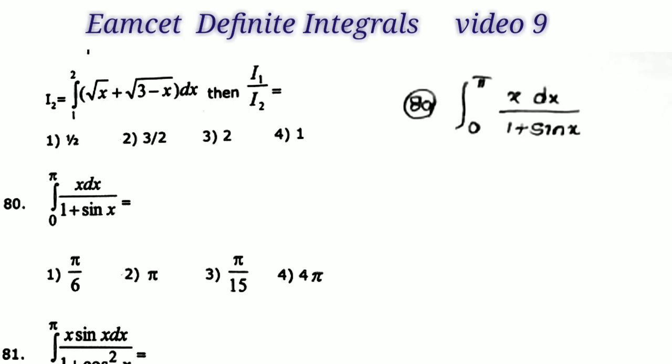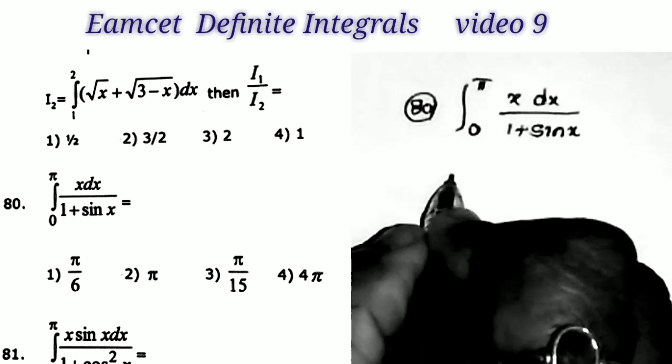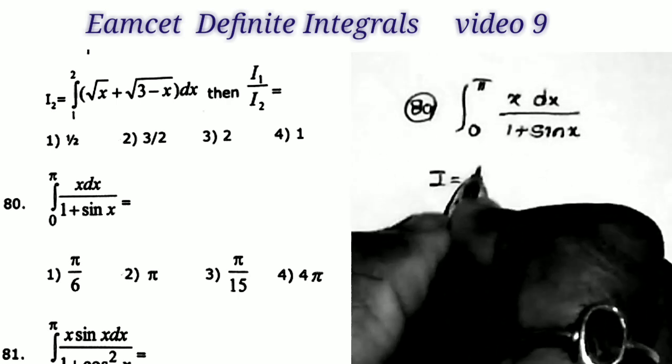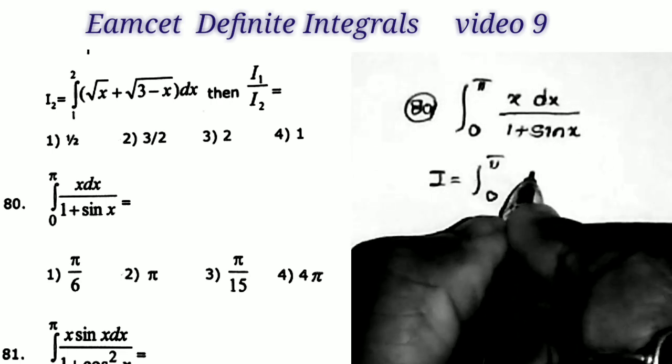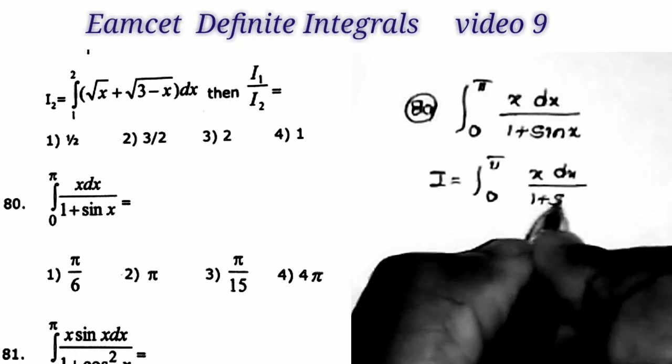So this is sum number 80. The question is integral 0 to pi x dx by 1 plus sin x. First I take that the question is equal to I. Most important question. I is equal to integral 0 to pi x dx by 1 plus sin x.